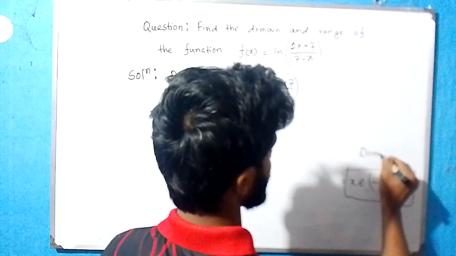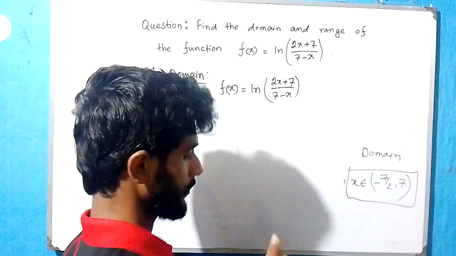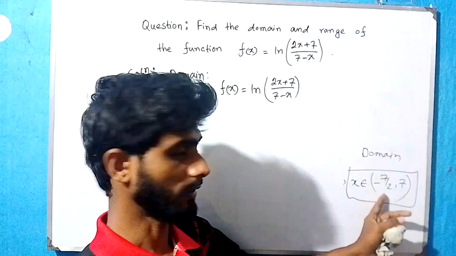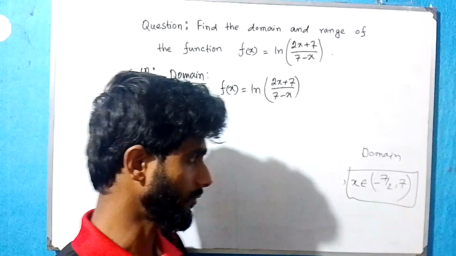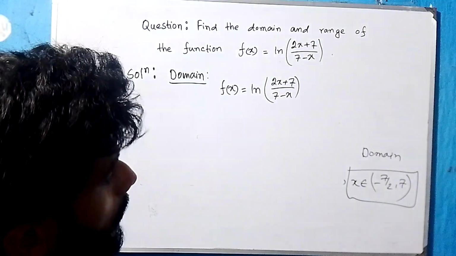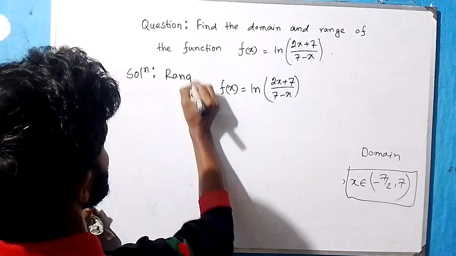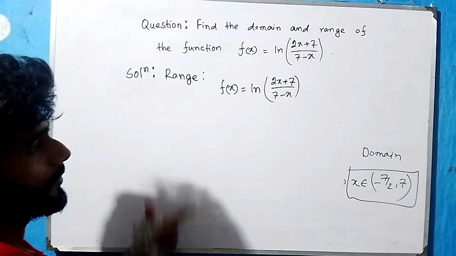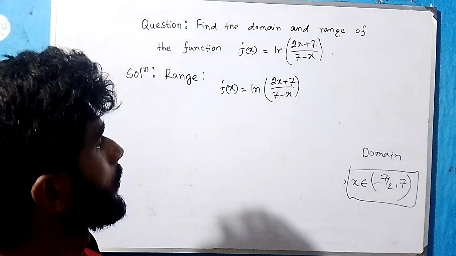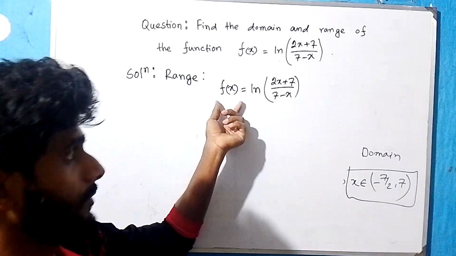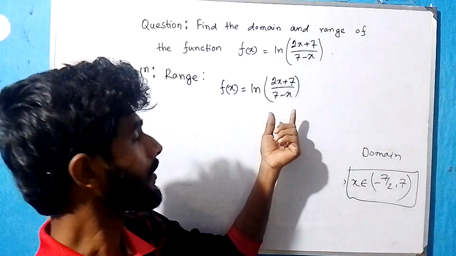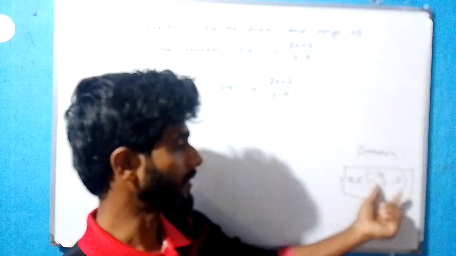Okay, so our domain is this. Domain is negative 7 by 2 to 7, and this is our domain. Now come to the next part, that is range. We want to find the range. So range is the values of f of x, right? So values of f of x, but we have our domain is negative 7 by 2 to 7.